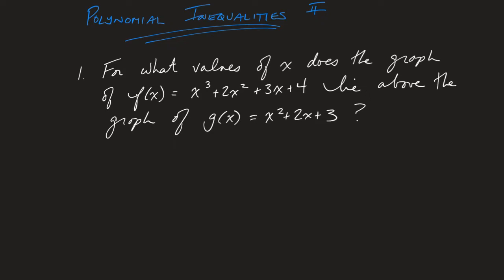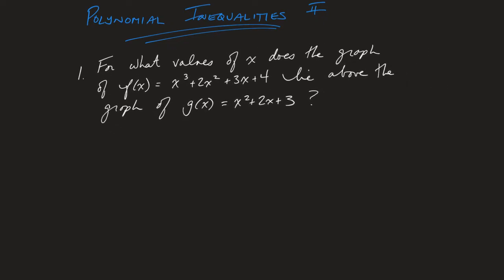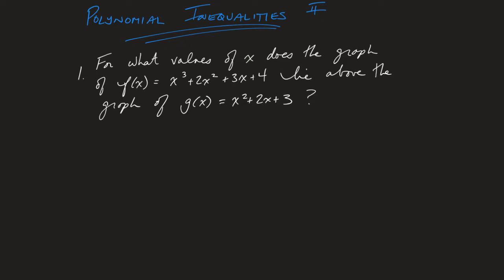So let's take a look at number 1 that you have on the screen, and I just want to play around a little bit with where some of this stuff can go and how you can see it in some slightly different ways. So question 1 says, for what values of x does the graph of f of x equals, and then there's your cubic, lie above the graph of g of x, and there's your quadratic. I'm just going to shrink that down now to make sure that we can have some space to work a little bit.